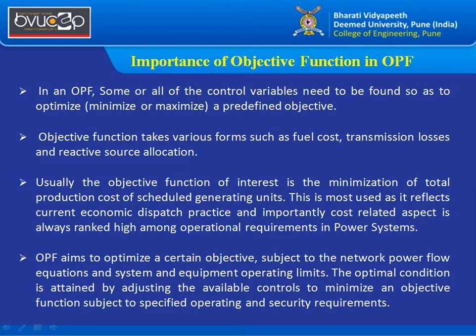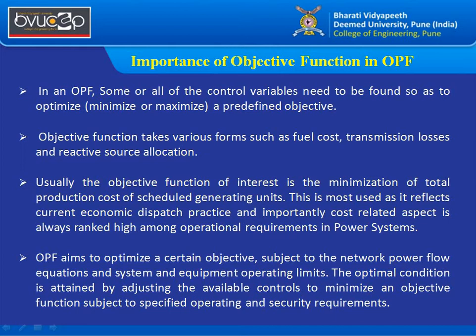Note that here we are focusing only on minimization, because maximization is another point of view where we can go with ANN or some fuzzy logic network. Usually the objective function is the minimization of the total production cost of the generating units, because it is ultimately going to be reflected in the economic dispatch. We should have the minimum cost. That is why scheduling and minimization of the generating cost of the generating units is treated as the highest priority operational requirement in the power system, because we have to maintain it at an optimum level.